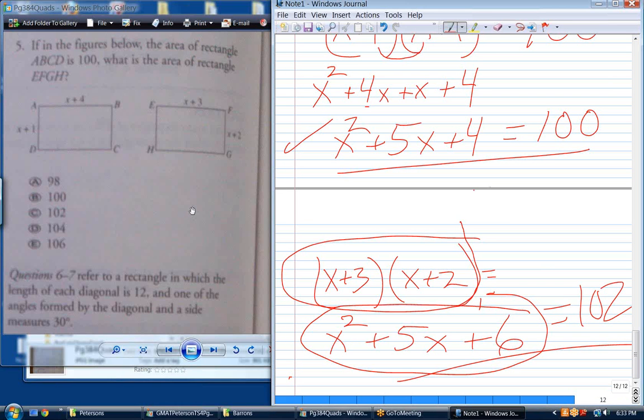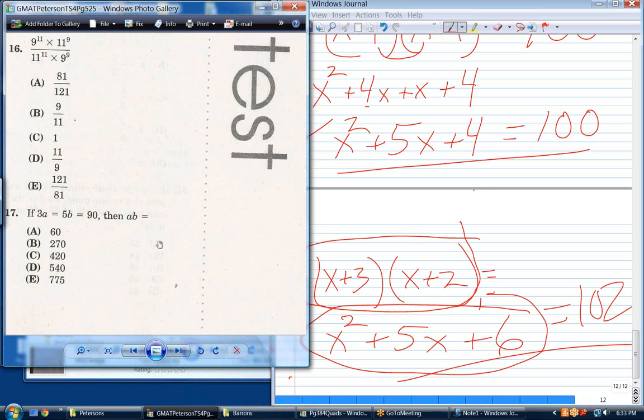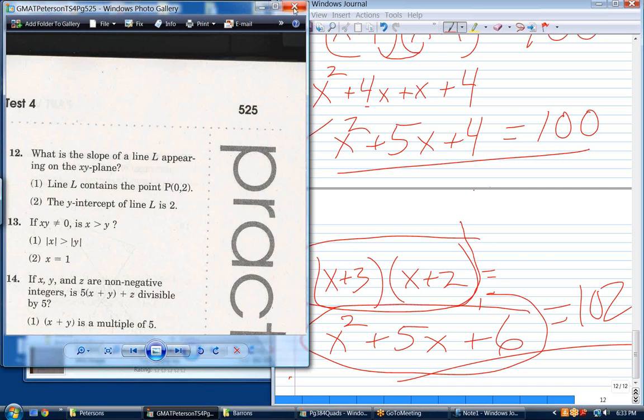So let's see, we got through 5. Let me make a note of that on quadrilaterals. And let's go back to this much easier on the eyes test. So I need to pull up the next page.